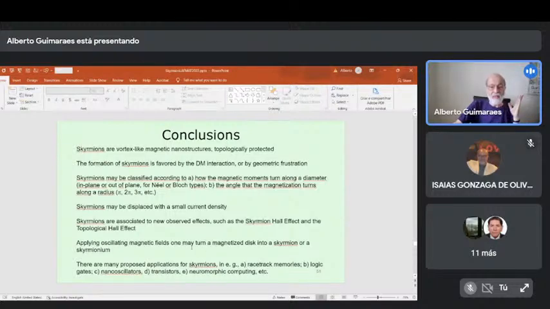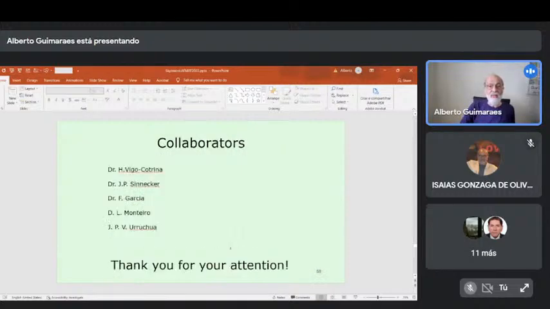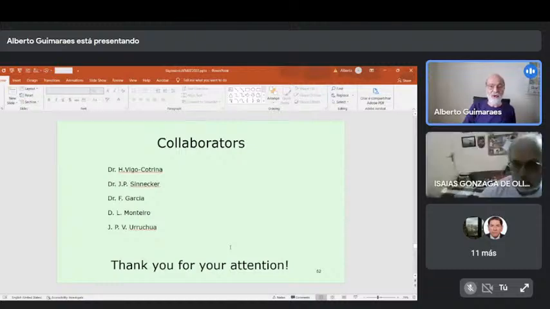Applying oscillating magnetic fields, one can tailor the desired structure, starting from a magnetized disk. And there are also many applications already considered for skyrmions, such as racetrack memories, logic gates, nano-oscillator transistors, neuromorphic computing, and so on. These are the names of the collaborators, and I thank you for your attention.